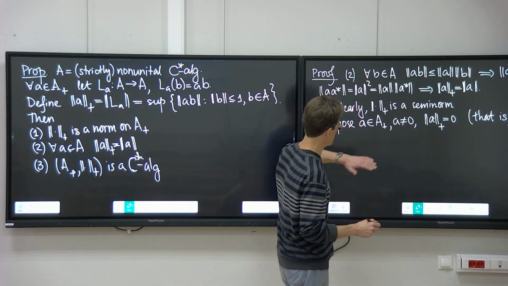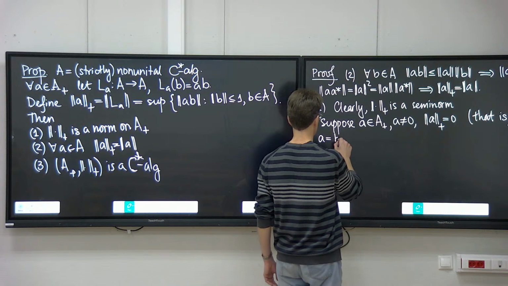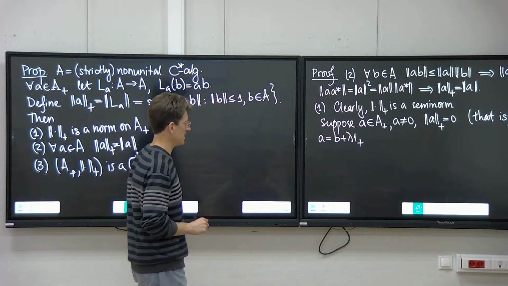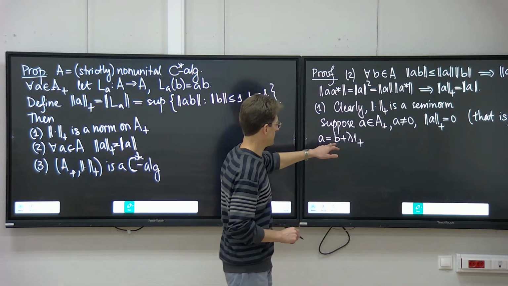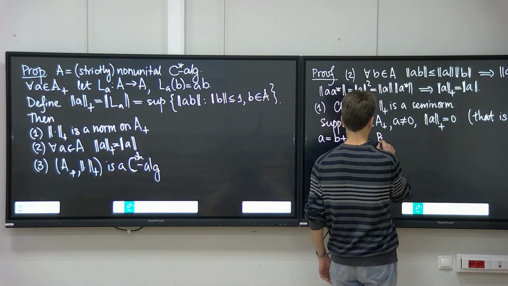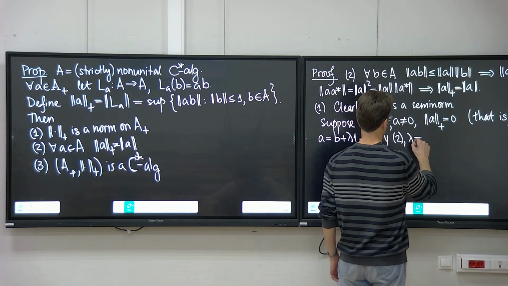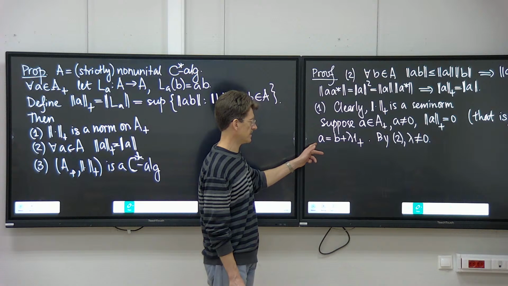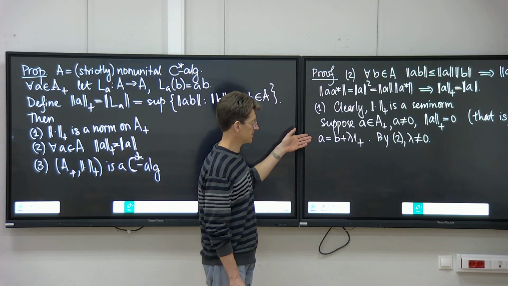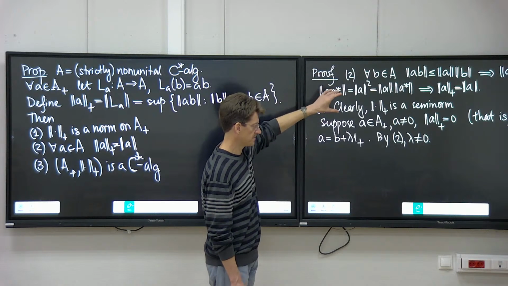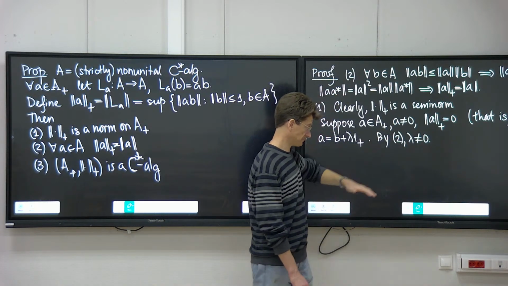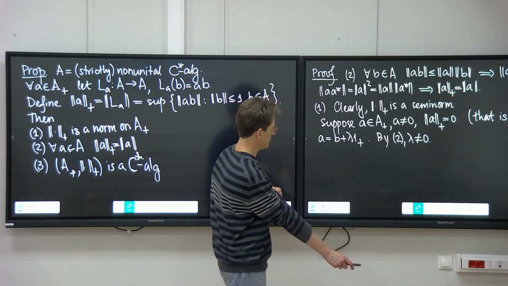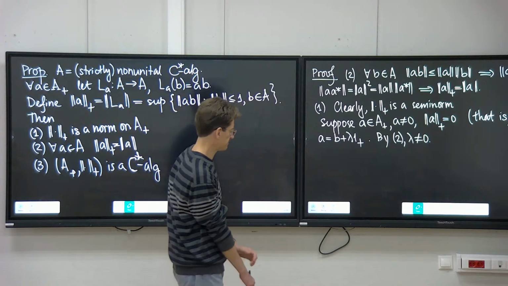Okay, so a is a non-zero element. Let's write it in the form b plus lambda 1. And observe that by property 2, lambda is non-zero. Because if lambda is 0, then a equals b, so a sits in the original algebra A, but on A, the new norm and the old norm are the same. So this equality would imply that a is 0, but a is not 0. So if a is not 0, we necessarily have that lambda is not 0.